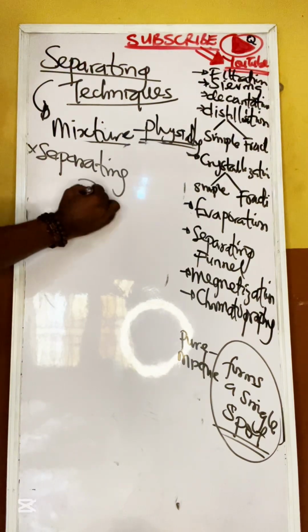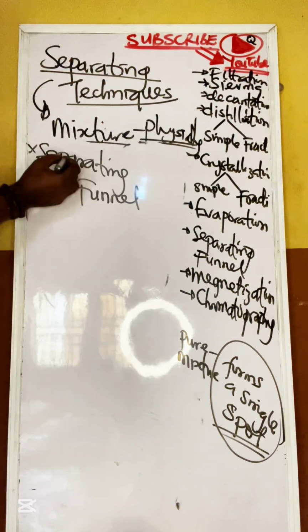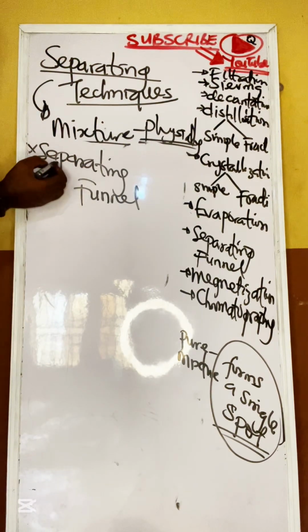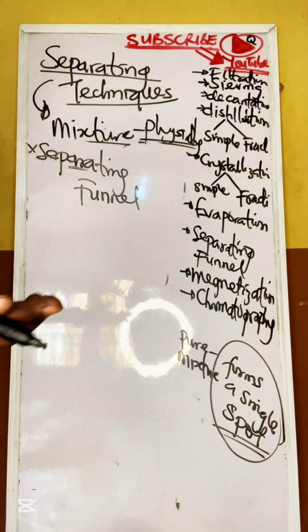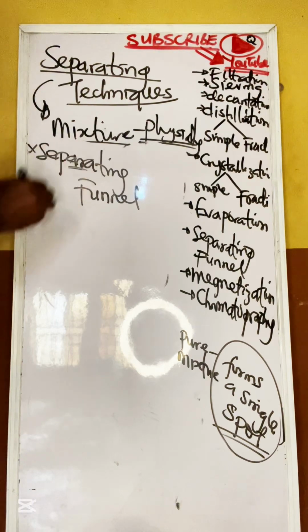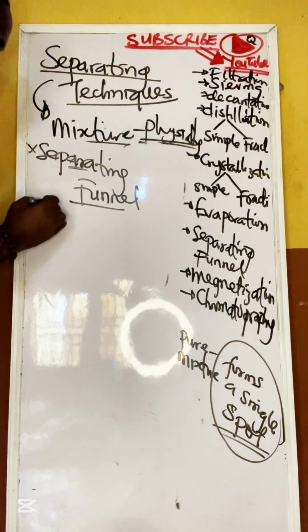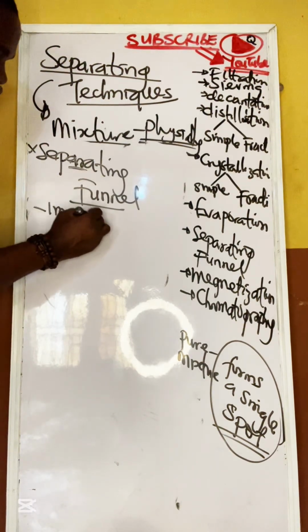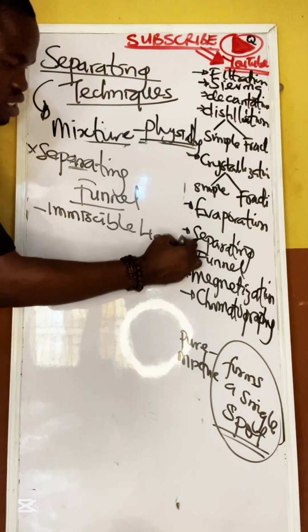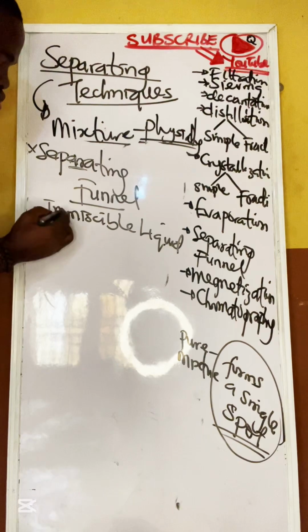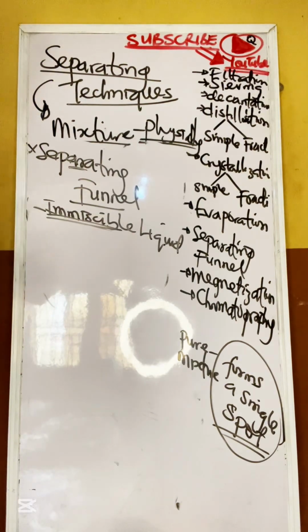Separating funnels. It is not SEPEO, it's SEPA, separating. Now this one we use for immiscible liquids. Please take note of this, very important. So the principle of immiscibility is what we consider here. Immiscible liquids means liquids that cannot mix.